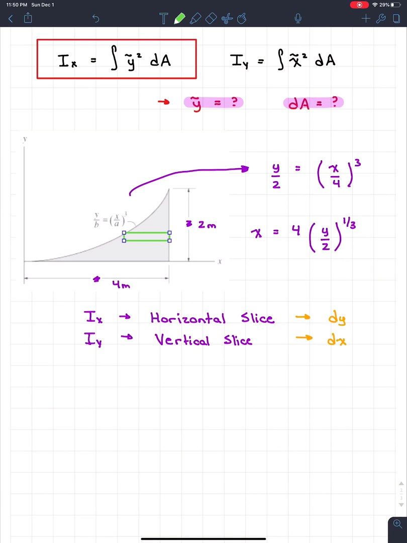So here's my slice. So remember, to find dA, we're going to need the area of the slice. So if we took a horizontal slice, we know that this is going to be dy.